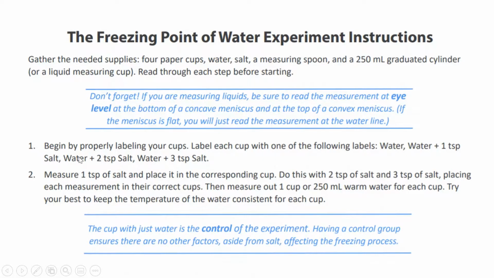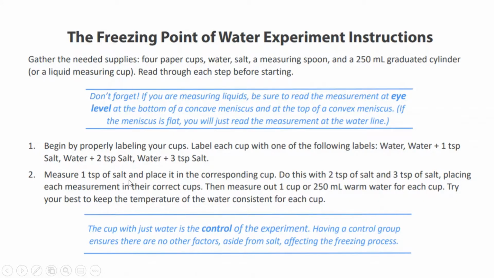1. Begin by properly labeling your cups. Label each cup with one of the following labels. You're going to have one that says water. You're going to have one that says water plus 1 teaspoon salt. You're going to have another one that says water plus 2 teaspoons of salt. And then you're going to have another one that says water plus 3 teaspoons of salt. You should have 4 cups.